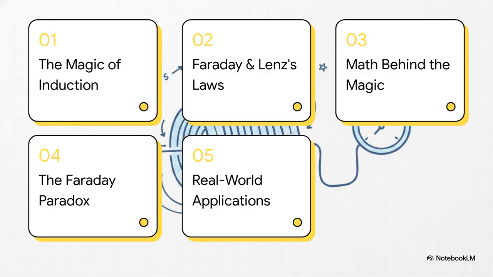Here is our quick roadmap for today. We've got 1. The magic of induction. 2. Faraday and Lenz's laws. 3. The math behind the magic. 4. The Faraday paradox. And finally, 5. Real-world applications.